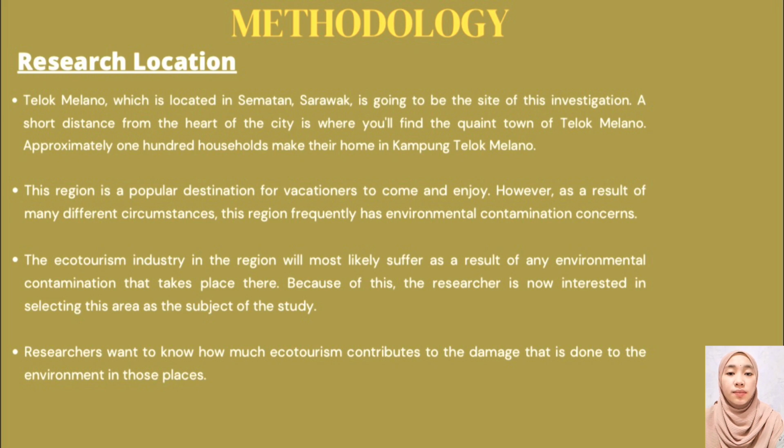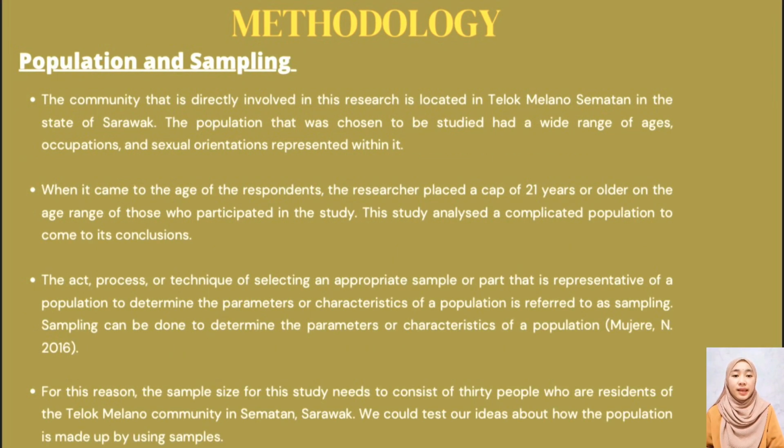The researcher wants to know how much ecotourism contributes to the damage that is done to the environment in those places. Population and sampling. The community that is directly involved in this research is located in Teluk Melano, Sematan, Sarawak. The population that was chosen to be studied had a wide range of ages, occupations, and sexual orientations represented within it. When it came to the age of respondents, the researcher placed a cap of 21 years or older on the age range of those who participate in the study. This study analyzed a complicated population to come to its conclusions.